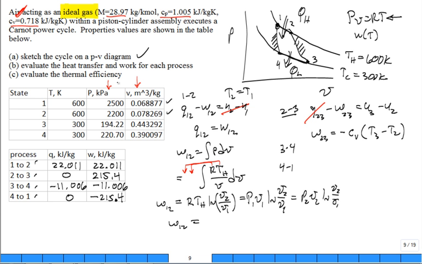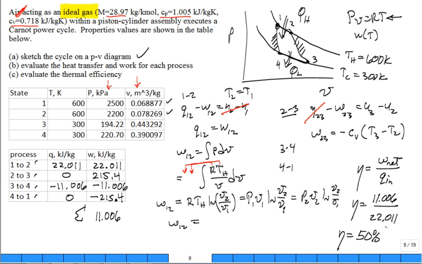Now, what's the thermal efficiency of the cycle? Is it the net work out of the cycle divided by Qn? So if I sum this column right here, what do I get? Is that the net work? And it's 11.006. That's the sum of that column, kilojoules per kilogram. So the thermal efficiency is 11.006 divided by Qn. Where do I have Qn? Only 1 to 2. So I divide by 22.011, and the thermal efficiency comes out at 50%.